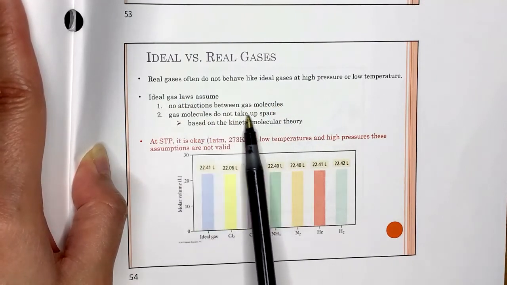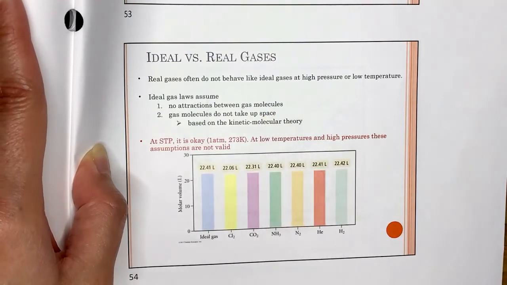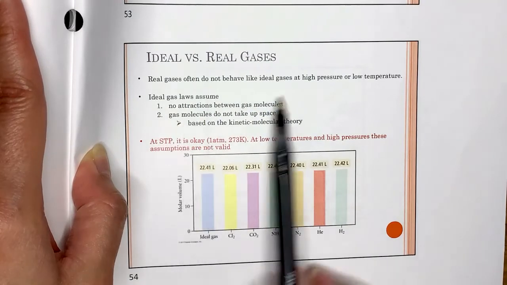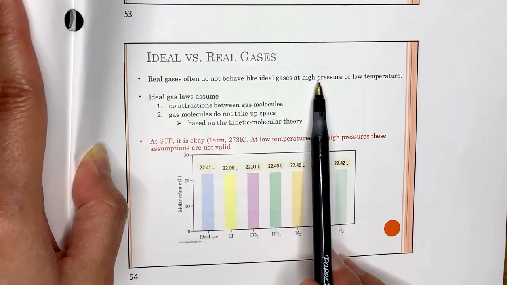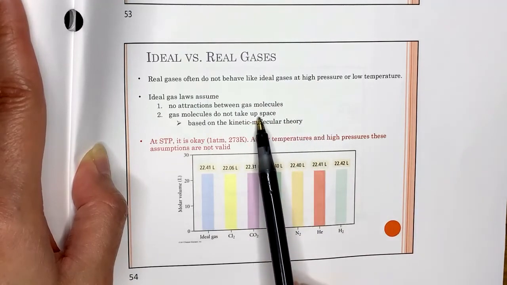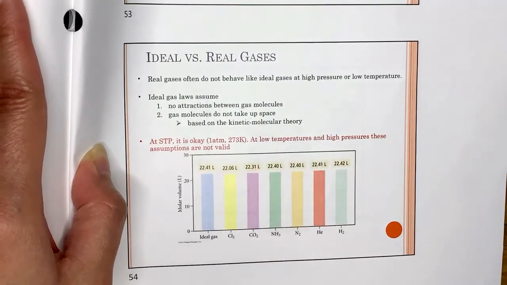Gas molecules do not take up much space. Remember, we say the gas molecules are far apart compared to the space they take up. Well, if you're squishing them at really high pressure, that's a really, really small volume. The space is getting smaller. They are going to start taking up more significant space. That's when it breaks down.